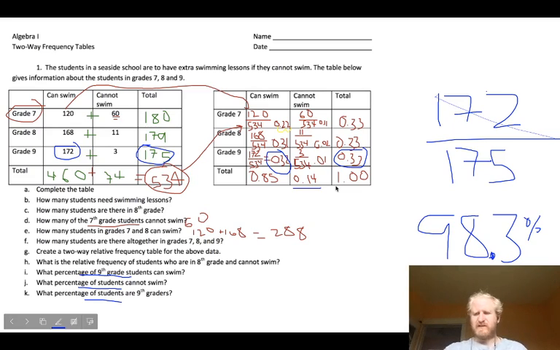I love making these tables because you just have so much information. Now, what percentage of students are 9th graders? I just go to 9th graders, go to its total, 33%. A third of the class is 9th graders.